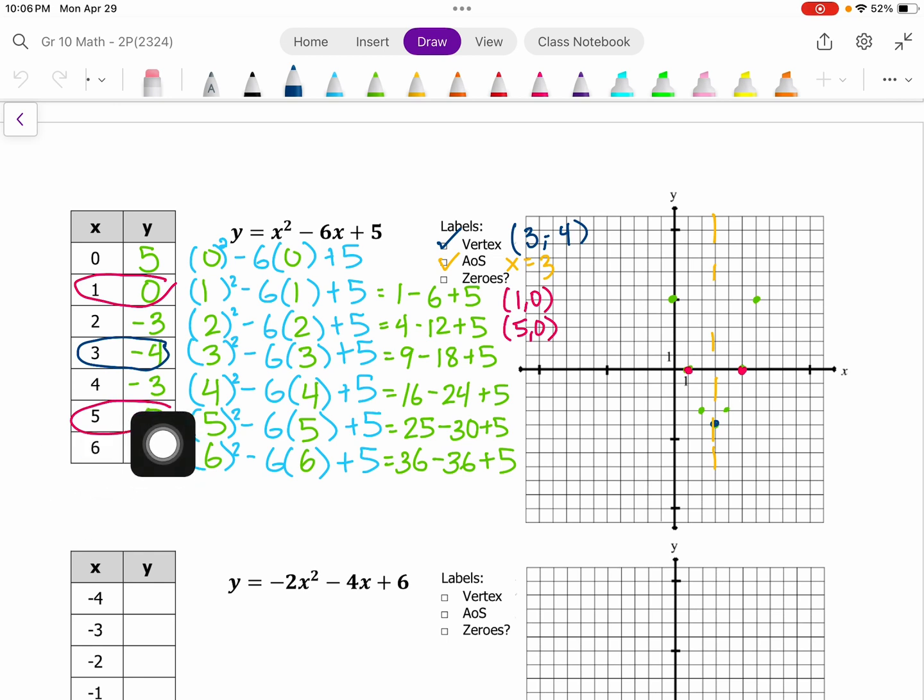Y is 0 when x is 5 and when x is 1. So for every value of y, there's 2 values of x that have that same value of y, except for the vertex. So that's the one that's a single point. It's a turning point. It's right on the axis of symmetry.